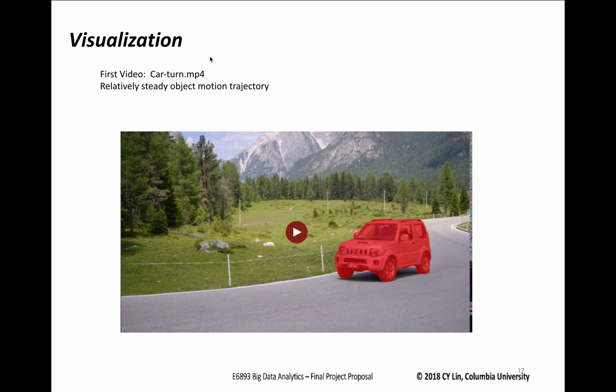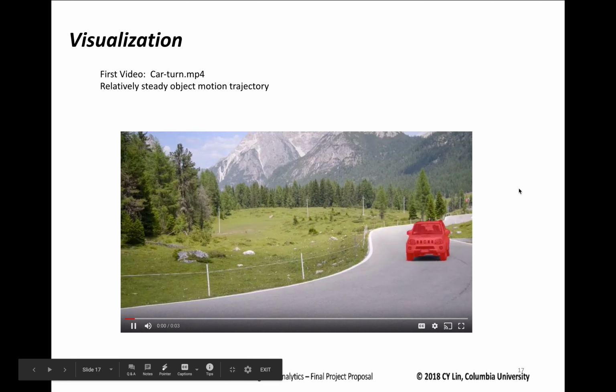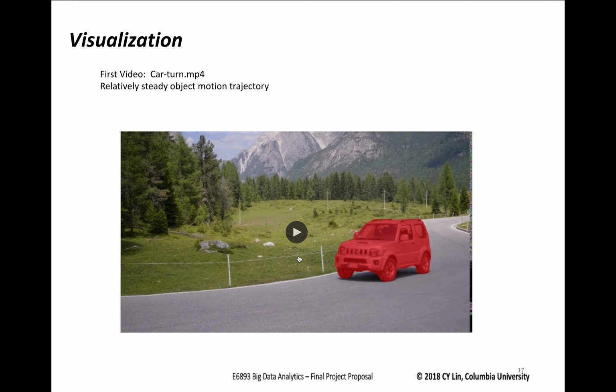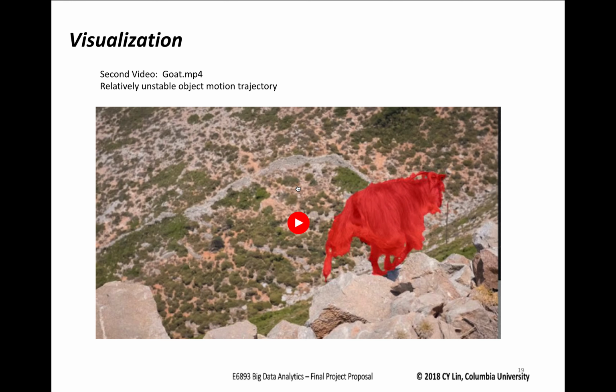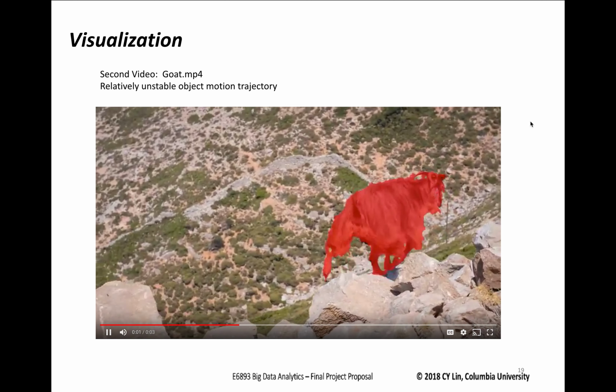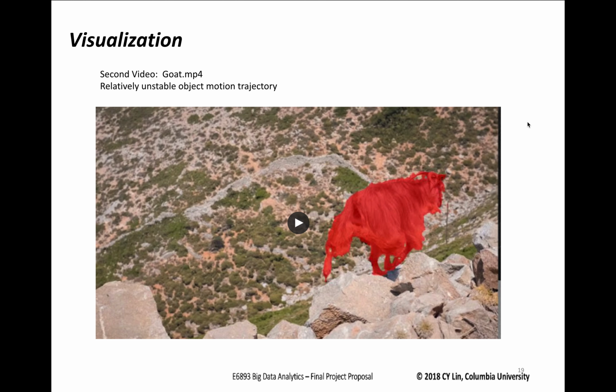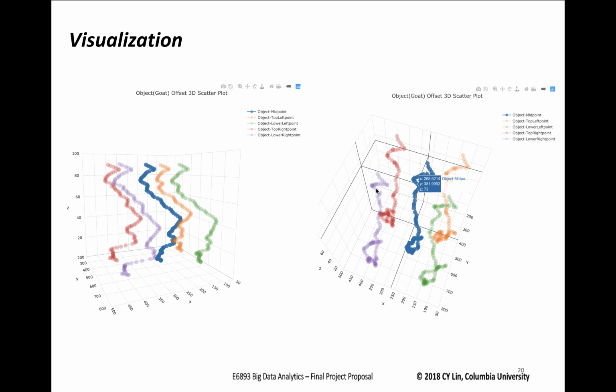The first video we upload is a cartoon. It has a relatively steady object motion trajectory, as we can see, and the visualization here is also steady. The blue line here is the midpoint, and the other four are the corner positions, so it describes the object's motion trajectory. The next demo video is a goat. This video is relatively unstable, and the data visualization accurately describes this instability. Again, the blue one is the midpoint, and the other four are the corner positions.